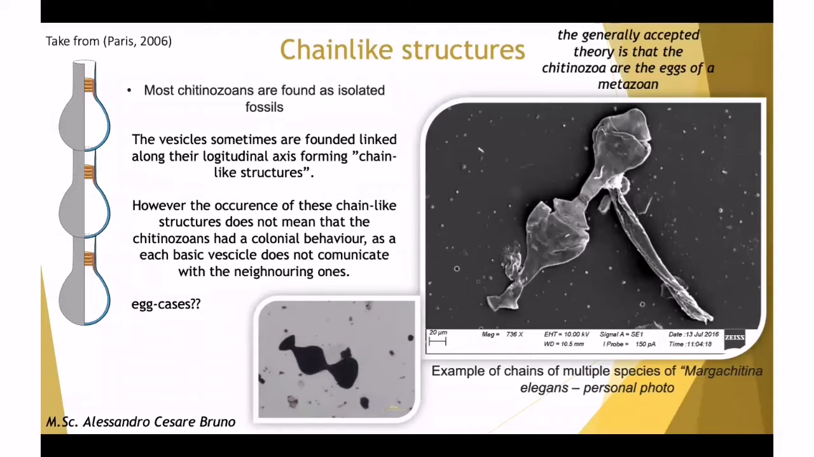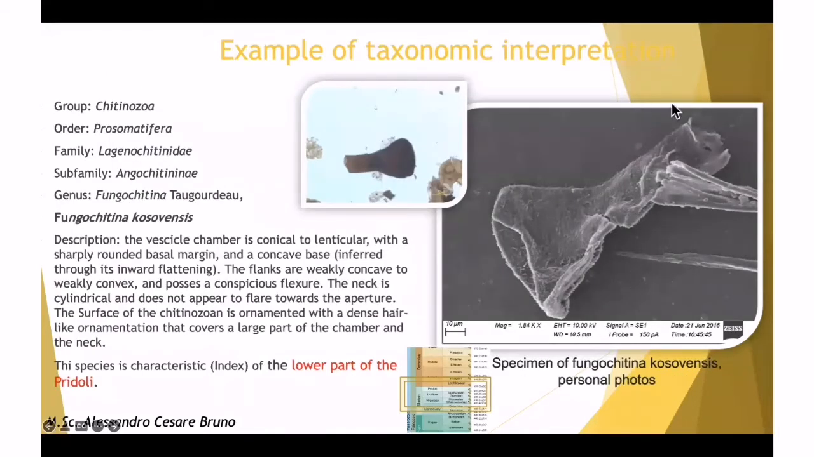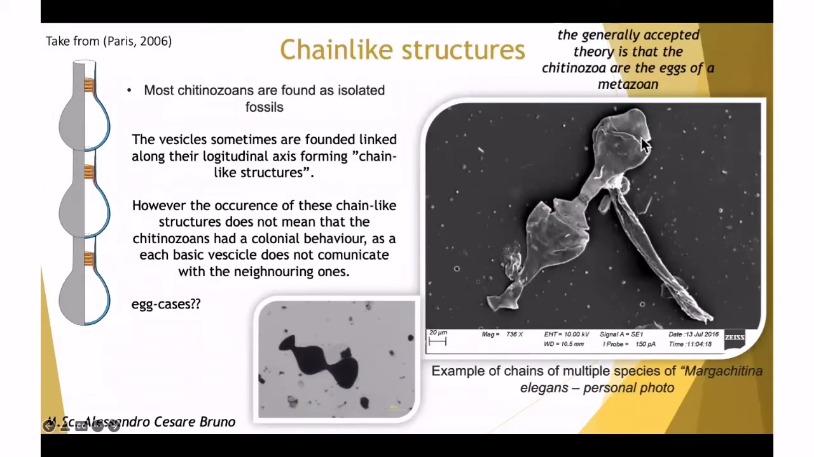The particularity of chitinozoans is that they can create a chain-like structure. Generally, they are found as isolated fossils like this. They are alone, isolated, but sometimes you can find specimens of chitinozoans attached together. This does not mean that this kind of species has a colonial behavior, and this is a particularity that characterizes this kind of palynomorph. Here we can see two pictures, one in transmitted light and one SEM picture, of the species Armoricochitina elegans.